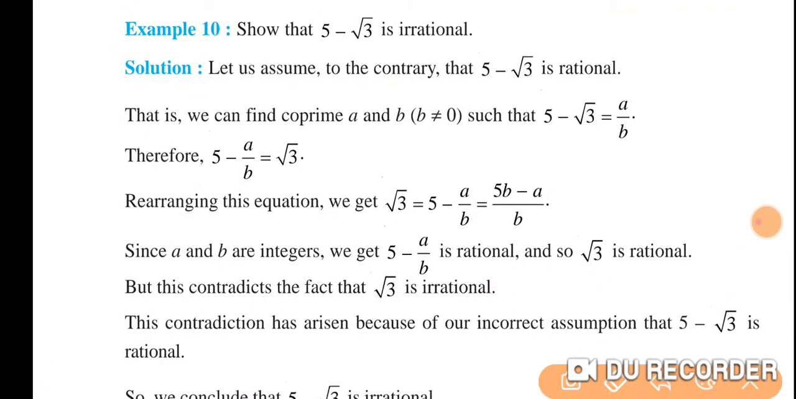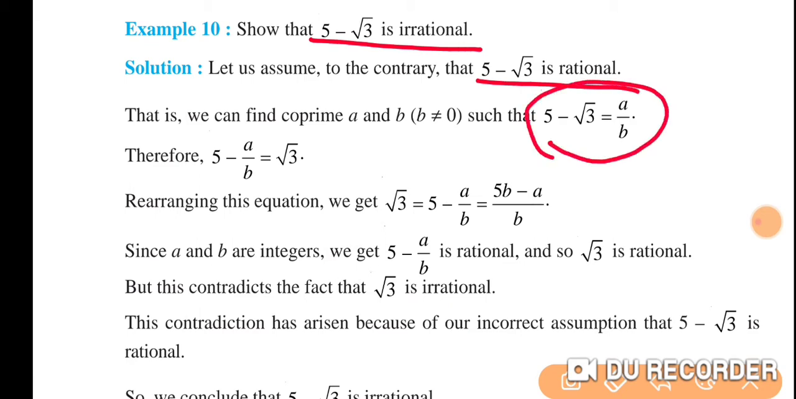Example 10: 5 minus root 3, you have to prove it is irrational. So if you have to prove this is irrational, what will you do? Again you assume that, let this be a rational number. In an indirect proof, you are always assuming something you know is wrong. So you are assuming that 5 minus root 3 is rational.